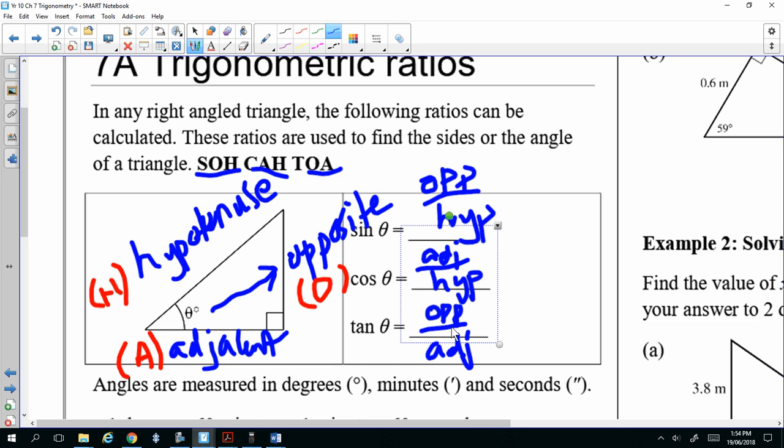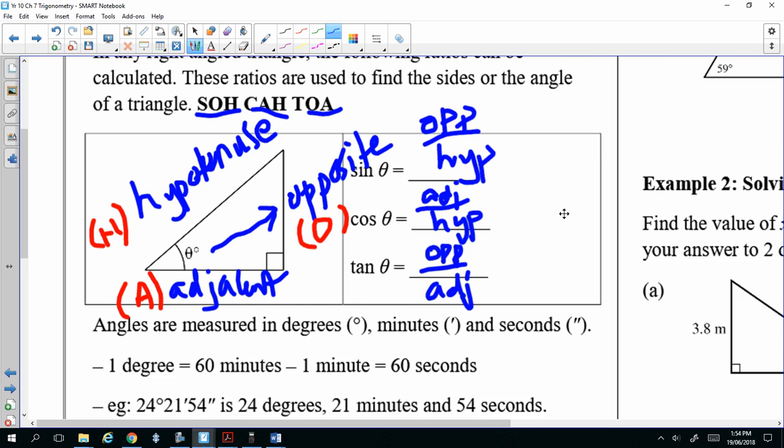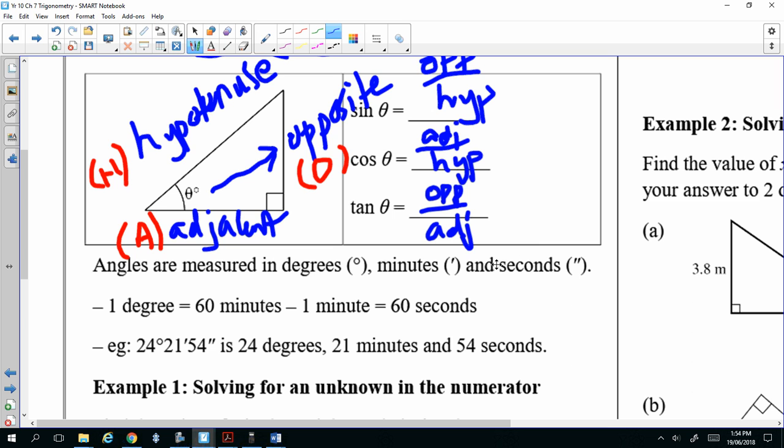Okay, done. Any questions? So we're going to use these ratios to find the missing sides. But before we do that, we need to briefly revise angles. 1 degree is 60 minutes, and 1 minute is 60 seconds. The symbol for degrees is the little circle. Minutes is 1 apostrophe. Seconds is a double apostrophe.